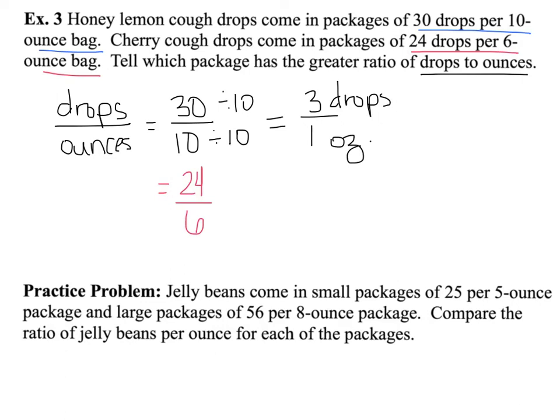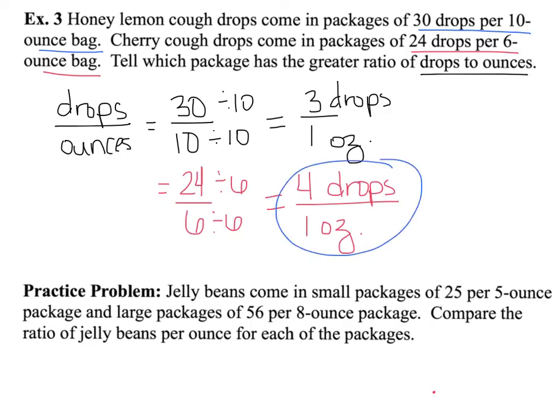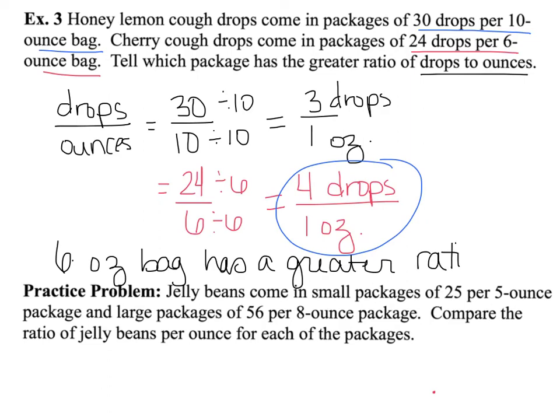Now, the second bag, the 24-drop bag, I know that 6 goes into both my numerator and my denominator, which leaves me with a ratio of 4 drops per 1 ounce in the bag. Since this ratio, 4 drops to 1 ounce, is larger than 3 drops to 1 ounce, I know that the 6-ounce bag has a greater ratio of drops to ounces.